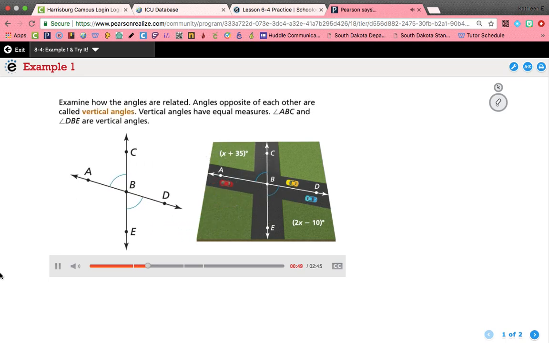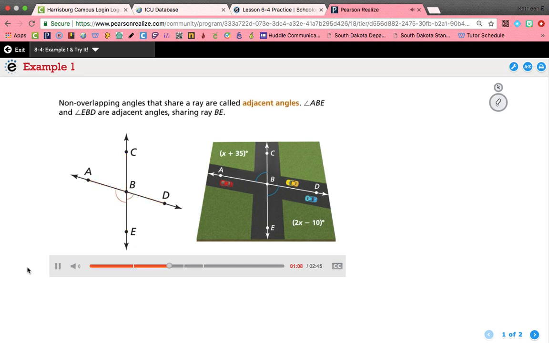Let's examine how the angles are related. Angles opposite each other are called vertical angles. I'm pausing the video for an Edpuzzle and for dramatic effect. Please remember what a vertical angle is. Angles that are opposite of each other, diagonal from each other, are vertical angles, and they are equal. They are the same. Vertical angles have equal measures. In this example, angle ABC and angle DBE are vertical angles.